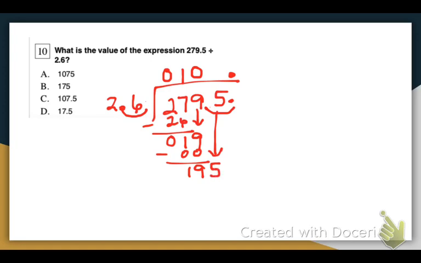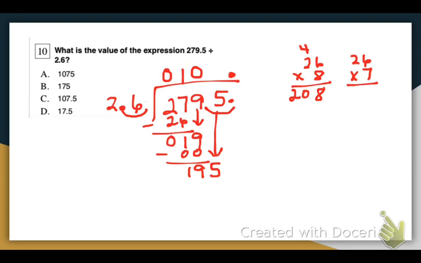26 into 195. Well, 2 will go into 19 9 times. 9 times 2 is 18. But with the 6 there, I don't know, 26 times 8, that's 48. And 8 times 2 is 16, plus 4 is 208. Okay, so probably 7 times, because 208 is too big for 195. So let's take it times 7.